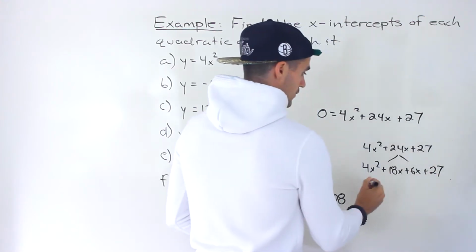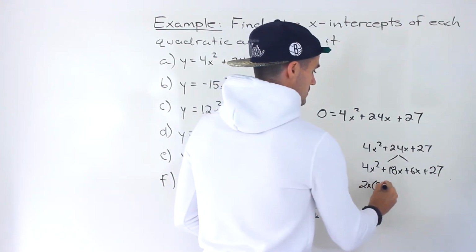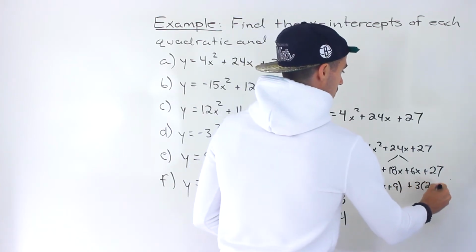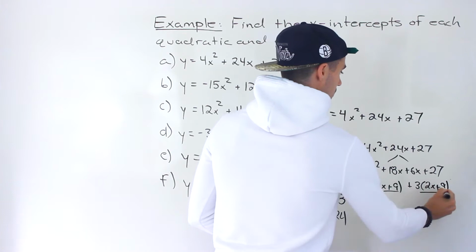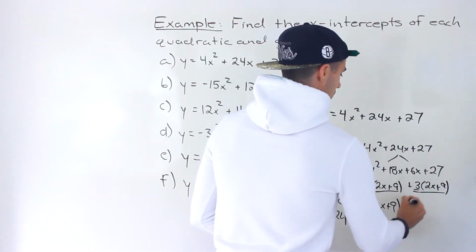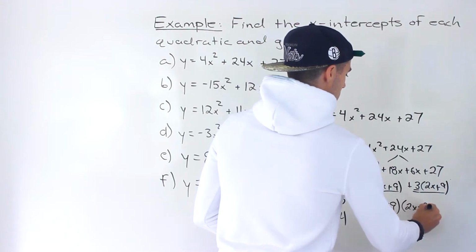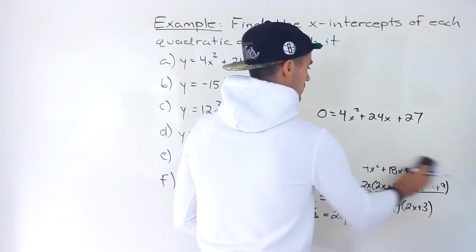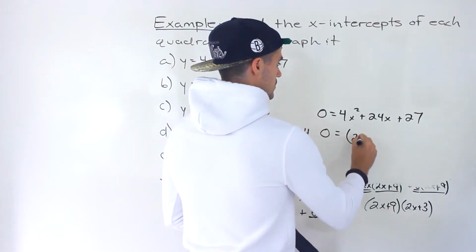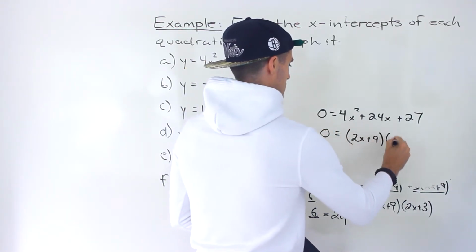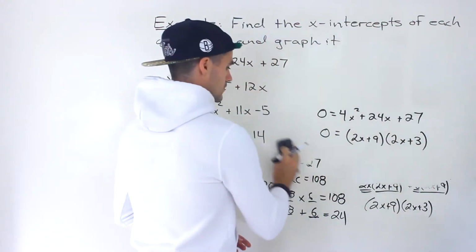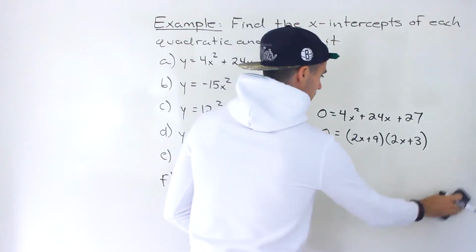Then factoring by grouping from these two, we could take out a 2x. Then from these two, we could take out a 3. And notice that we're left with taking out a 2x plus 9, that binomial common factor, and then we'll have 2x plus 3, like that. So this quadratic, going back to the equation, it factors into 2x plus 9, 2x plus 3.